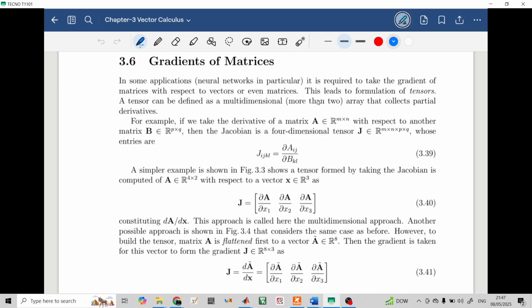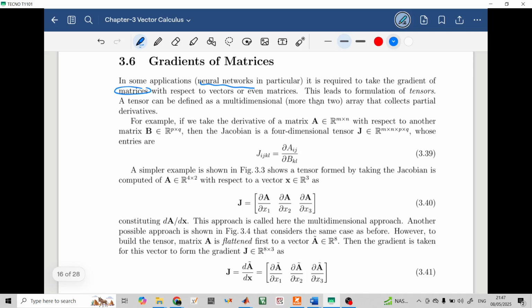Okay, this kind of high dimensional derivation has an important application in neural networks. In many applications of neural networks, it is required to take the gradient with respect to a matrix, or in other words, we take the derivative of a matrix with respect to a vector or a matrix as well. We'll see that with some examples.